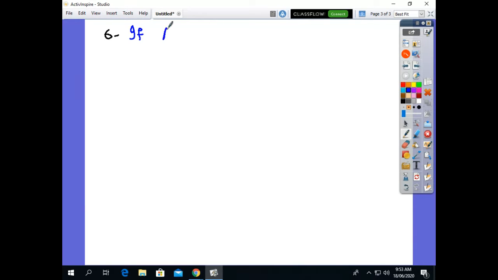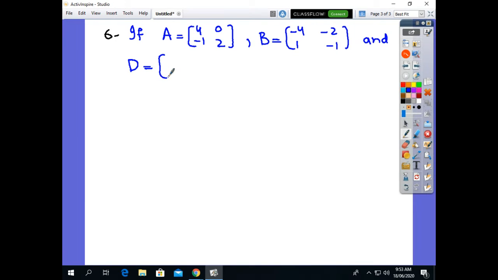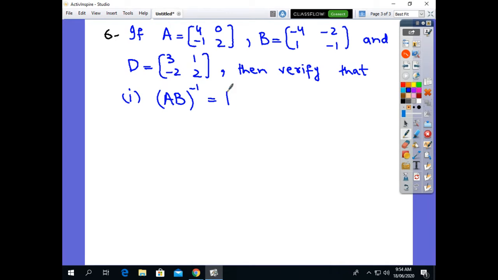If A is equal to 4, 0, negative 1, 2, matrix B is equal to negative 4, negative 2, 1, negative 1, and matrix D is equal to 3, 1, negative 2, positive 2, then verify that the first part is (AB) whole inverse is equal to B inverse A inverse.